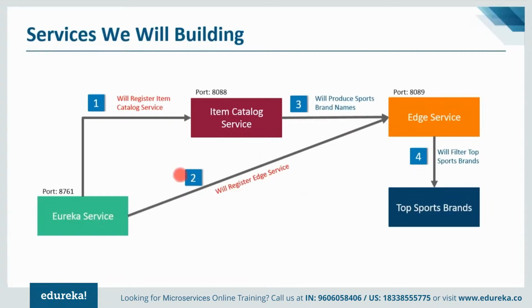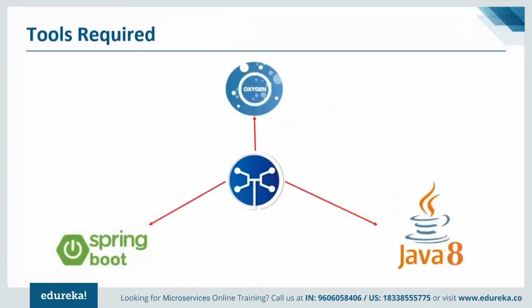So I've given the numbers as well in the diagram. The first thing is it will register the other two applications in the Eureka service. First we'll register the item catalog, then we will register the edge service. Then we'll produce the sports brand names in the item catalog service, and the edge service will filter only the top sports brands. So this is what is going to happen in today's use case. Now let us see what are the tools I'm going to use. I'm going to use Java 8, Eclipse IDE Oxygen, and the Spring tools.